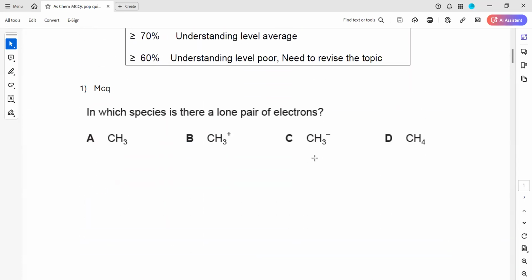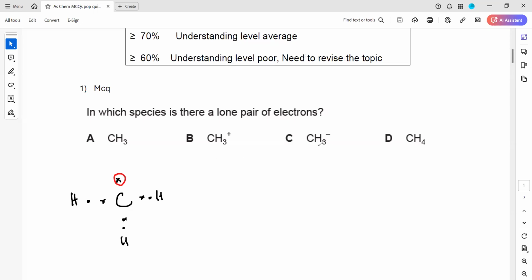And question 1, the question is, which species has a lone pair of electrons? When we draw CH3, carbon belongs to group 4, so carbon tends to share 4 electrons in the outer shell. It has 3 hydrogens, so 1 hydrogen here, 1 hydrogen here, and 1 hydrogen here. As you can see, only a free electron is available, but it does not have a pair, only a single electron.